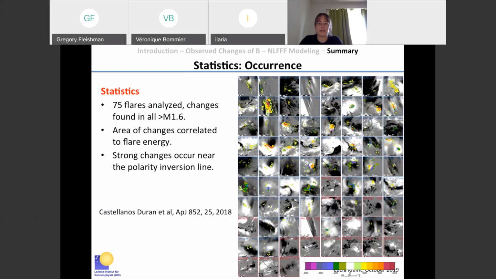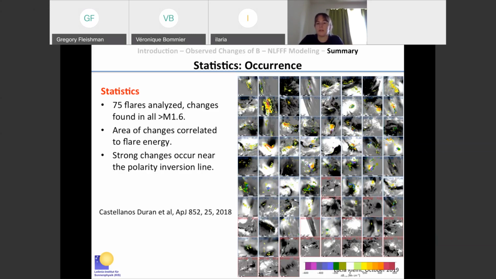Here is an overview of 75 flares that were analyzed. It ranges from X, I don't know what the biggest one actually was, many X's, to C-class flares. They were selected to be everywhere on the sun, all kinds of sizes and distributions, to have a representative sample. And what we found is that the magnetic field changes showed up in every single flare bigger than M1.6. This might simply be an observational result because the areas got smaller and smaller with smaller flares. So it might be that we don't see them in the small flares, but that every single flare might be changing.